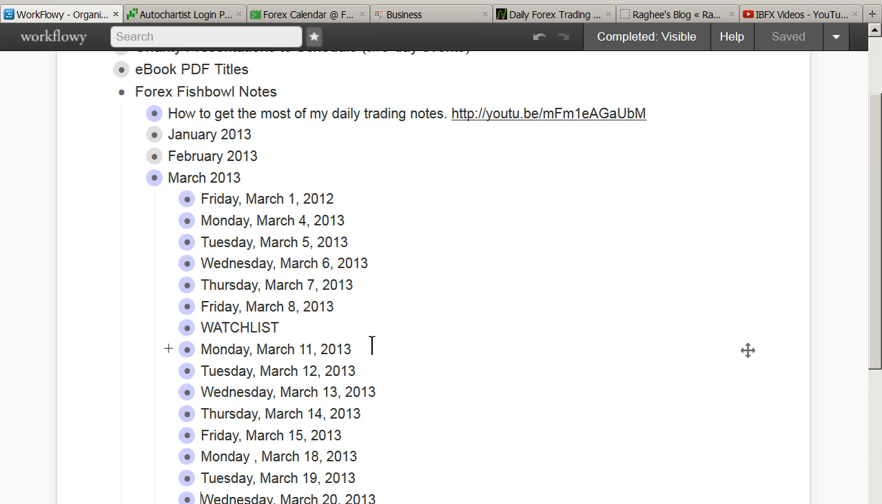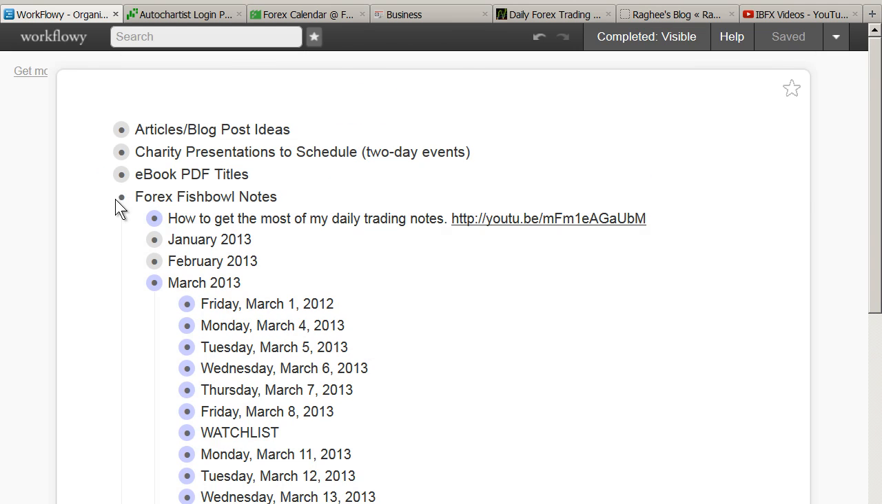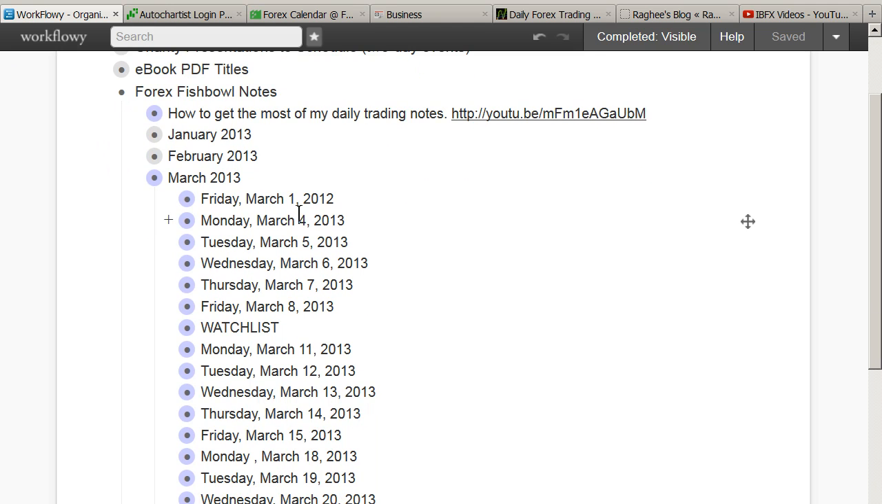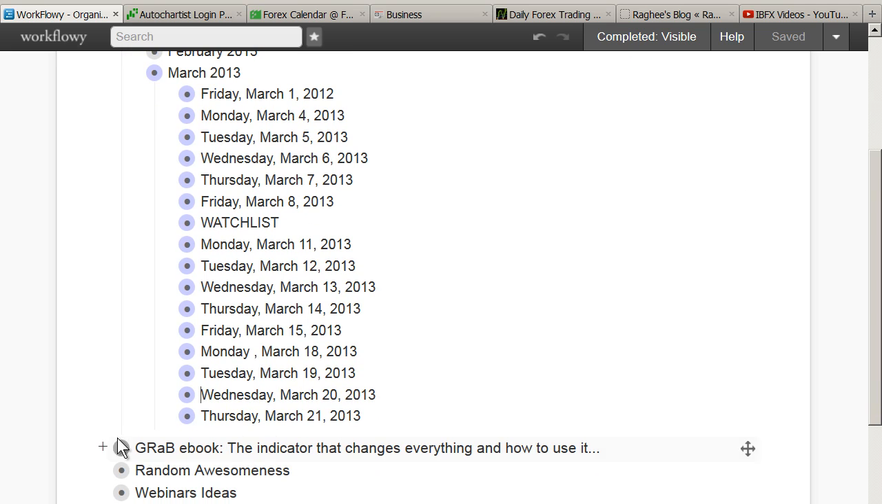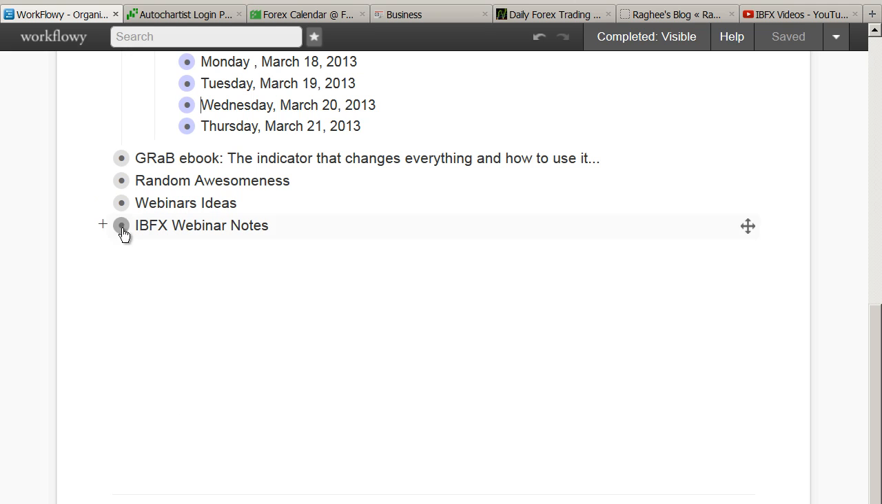So I'm a big fan of it, and I use it for other things too. This is but one section of the workflow where I use this one section for Fishbowl notes. If I have PDF titles, any of my articles, webinars, I have an ebook that I'm writing in here. And we have one more section here for the IBFX notes. So, very cool tool.